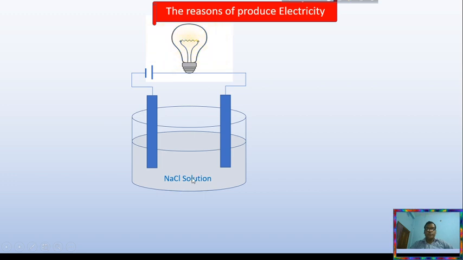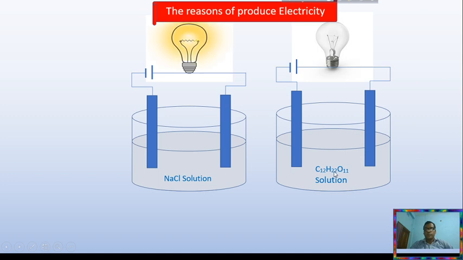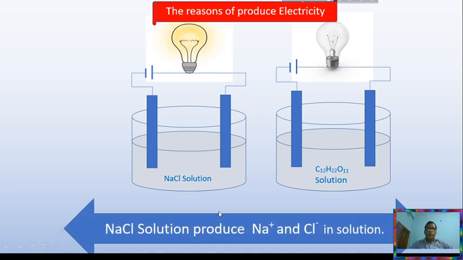This is sodium chloride solution. If we submerge 2 rods in sodium chloride and connect them with an electric wire, then this bulb will be lighted here. And on the other hand, sugar solution will not produce electricity. That's why the bulb will not be lighted here. So sodium chloride solution produces sodium ion and chloride ion. These both ions are the main carriers to pass the electricity. And on the other hand, this solution has no ions, no positive ion and no negative ion.